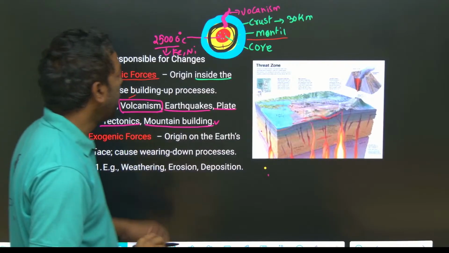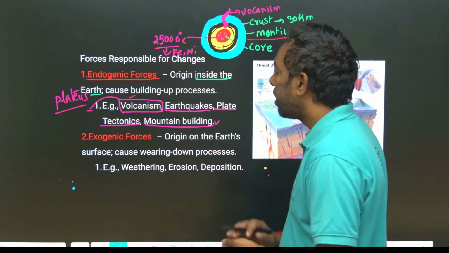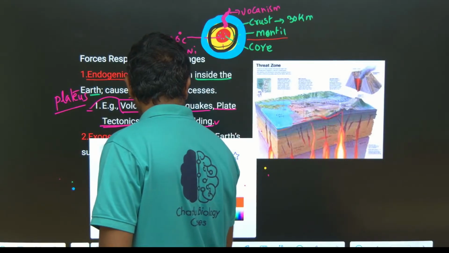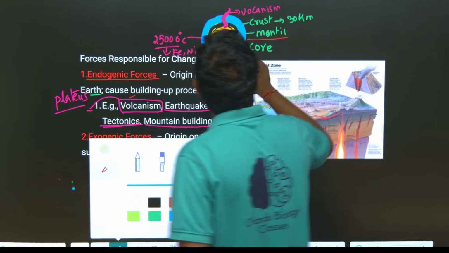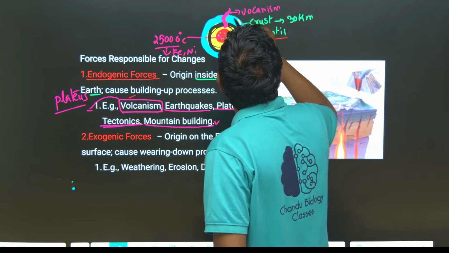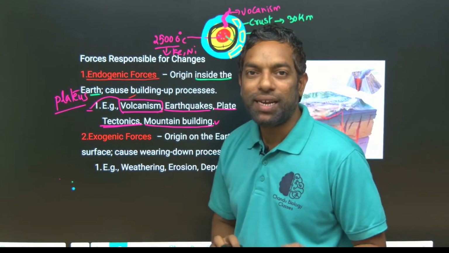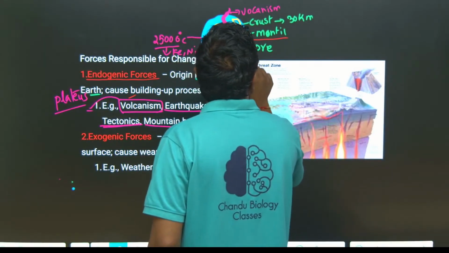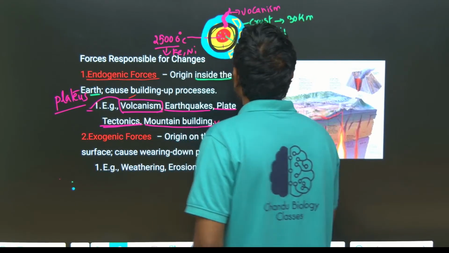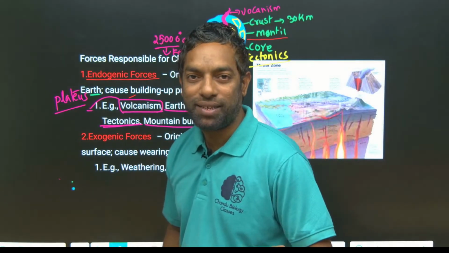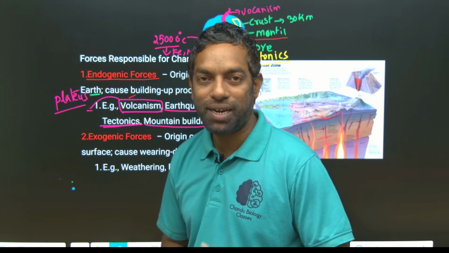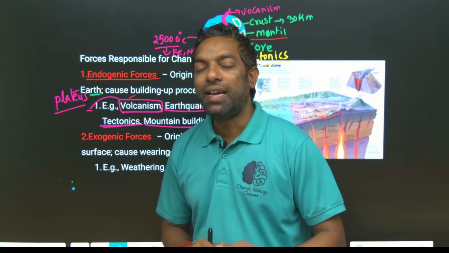So, earthquakes and plate tectonics. Plate tectonics are created here. Just look here, guys. This is the earth crust, right? Plate tectonics are created in the earth crust area only. Right now, there are the Himalayas. The Himalayas were created by the plate tectonic activity of the earth crust.